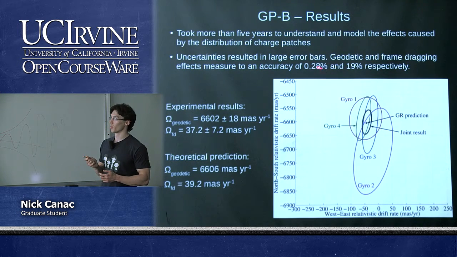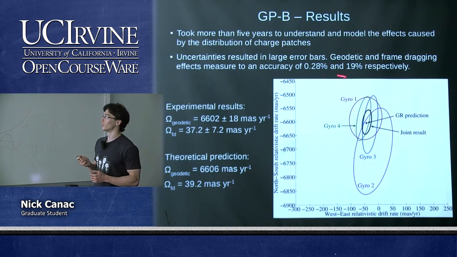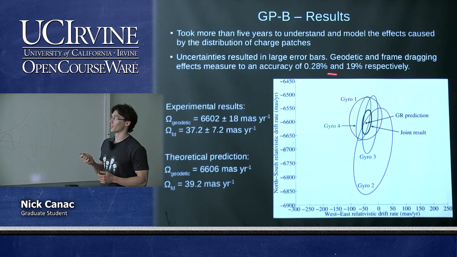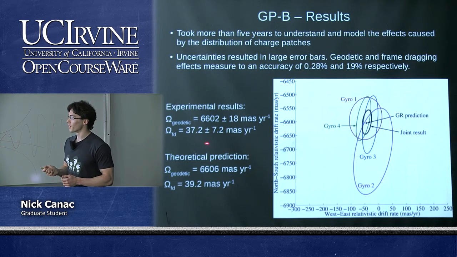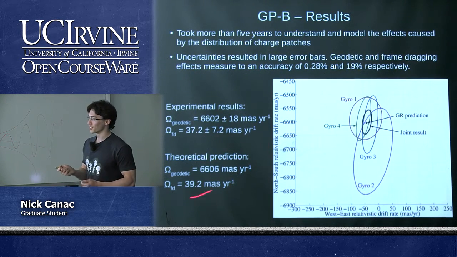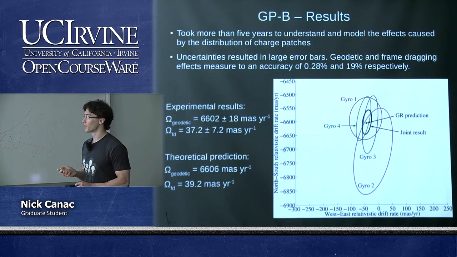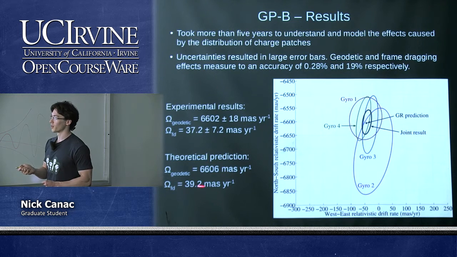So earlier I said that they had wanted to measure this effect, the geodetic effect, to 1 part in 10,000, and the frame dragging effect to 1%. And you can see what they actually ended up getting was about 0.3% and 19%. But all that considered, they still got results that were completely consistent with theoretical predictions. So here I show you the theoretical prediction, and then here are the experimental results with the error bars.